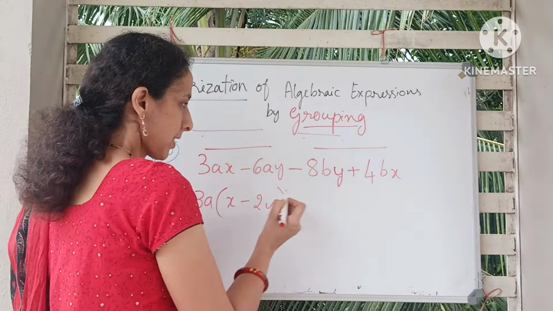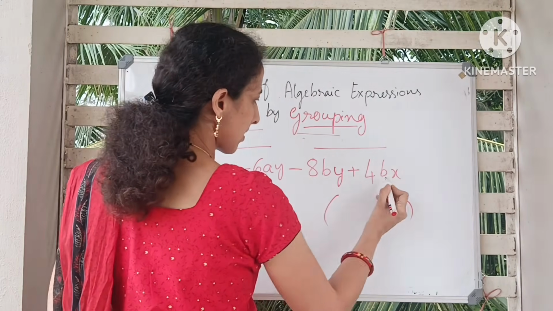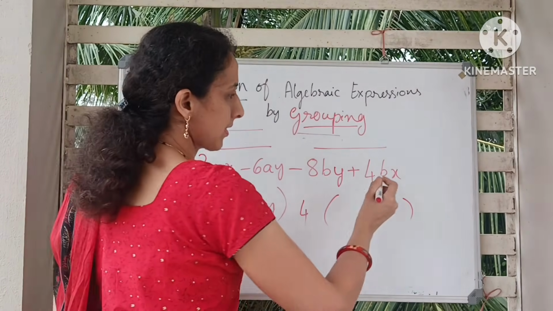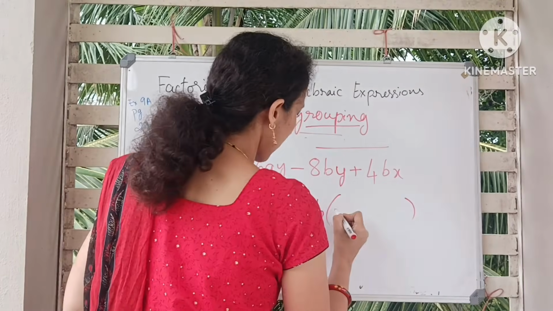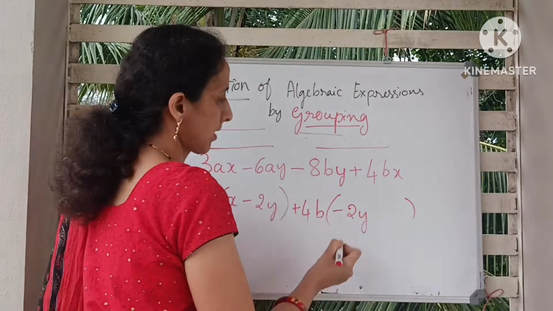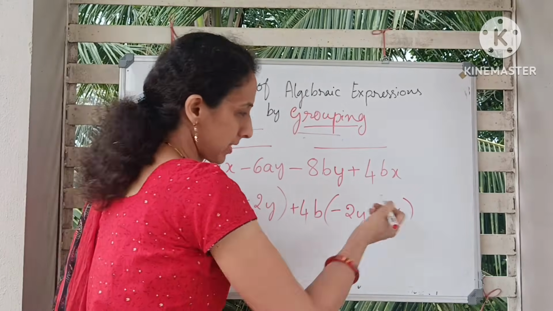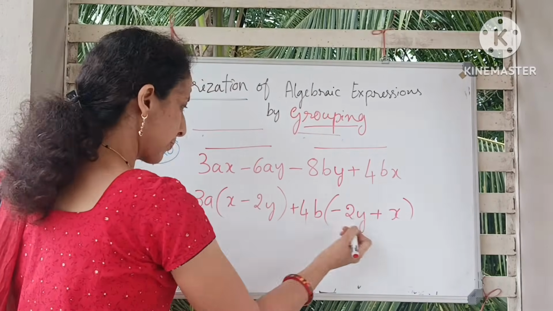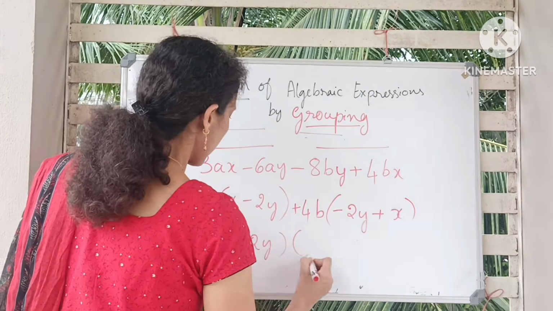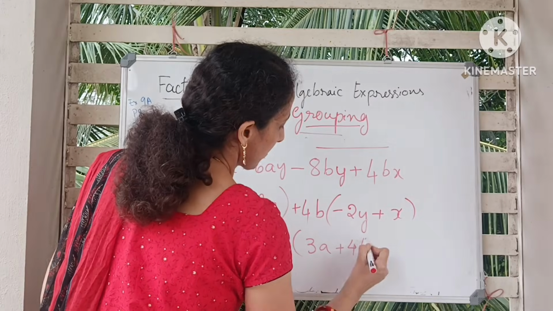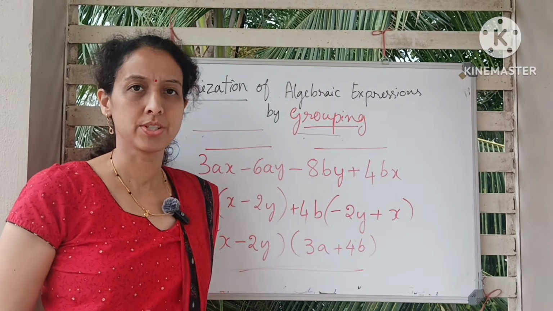and here I am trying to get the same x minus 2y here, so I can see 4 being common and b being common. Let me put the plus sign, and here I have minus 2y plus x remaining. x minus 2y is the same as minus 2y plus x, so we can write this as x minus 2y into 3a plus 4b. Using the distributive property, we have factorized this algebraic expression by grouping.